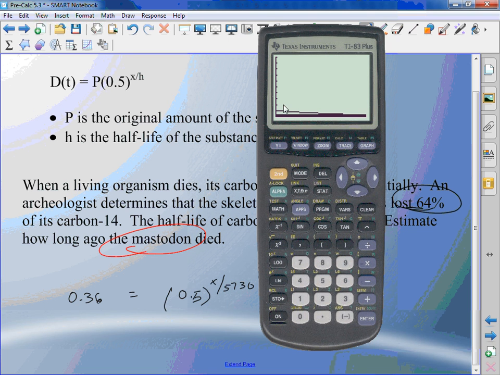There's the first line, the second line's there also. There's both graphs. I don't really need to see where they intersect. It just needs to be on my screen. Second, trace, 5 for intersect, enter, enter, enter. The intersection point is 8445.6. That is how old the mastodon is approximately. 8,445 years old, approximately.